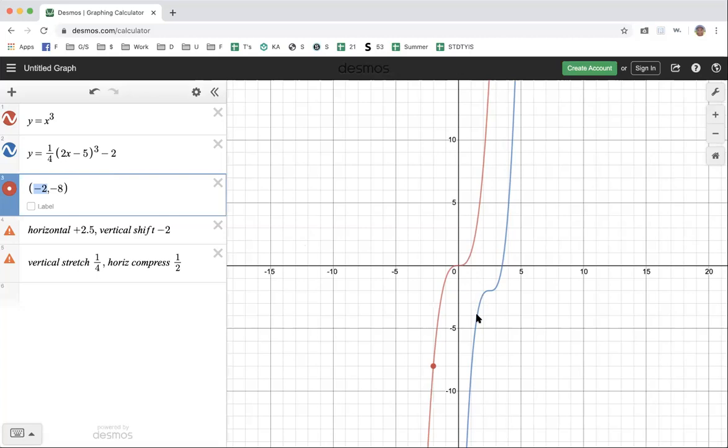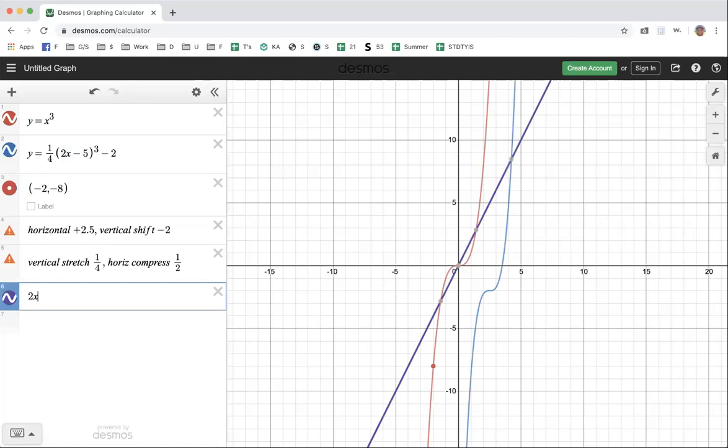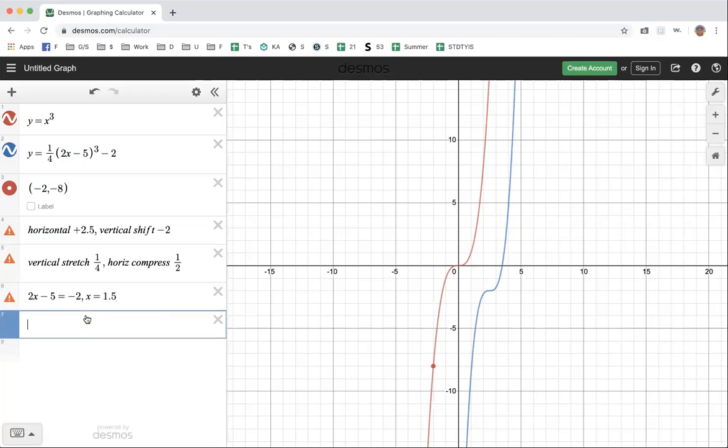All right, so here's how we would do this. We need the spot where the corresponding point would be where this equals -2. So we set 2x minus 5 equals -2. That ends up being x equals 1.5. Just to show you, well, we'll get there.